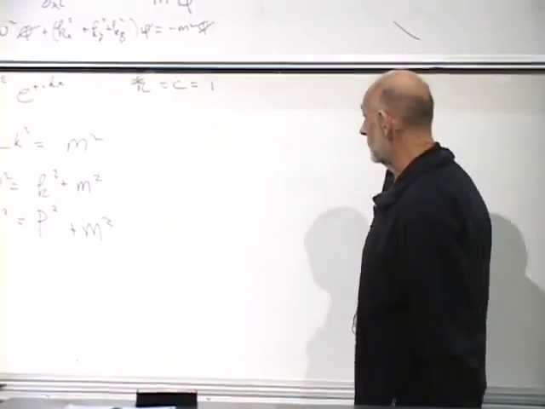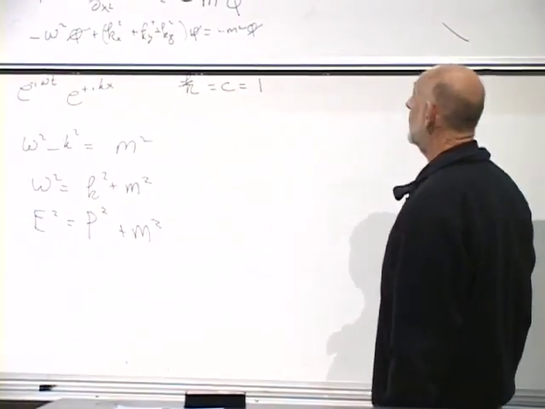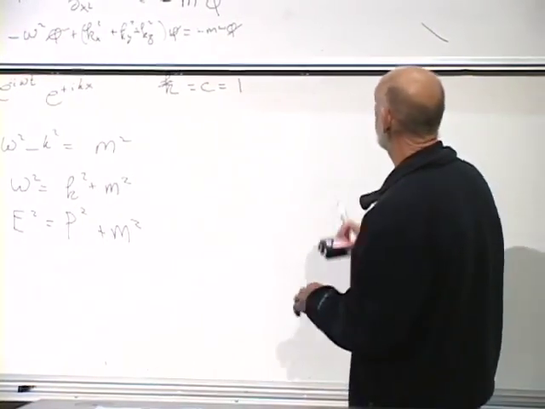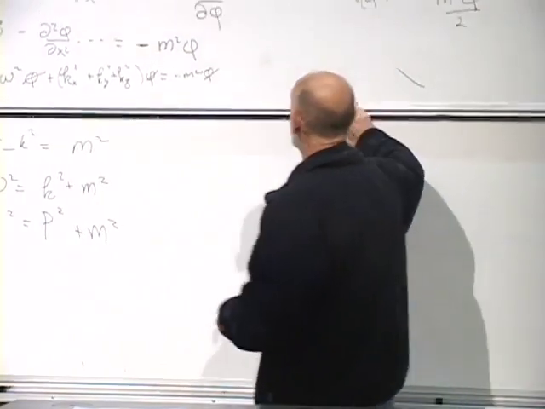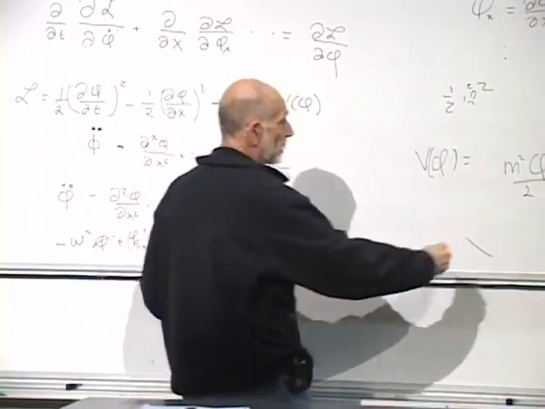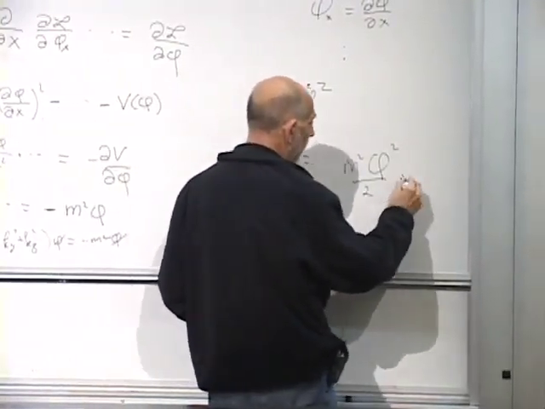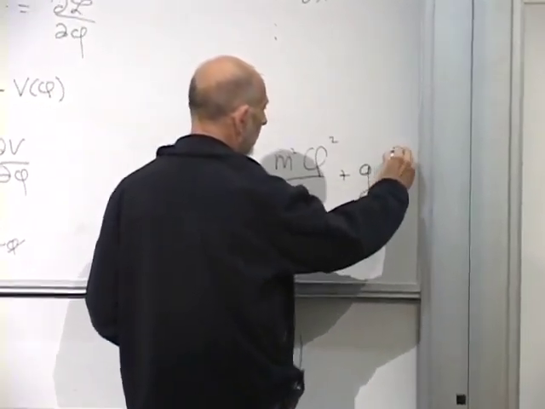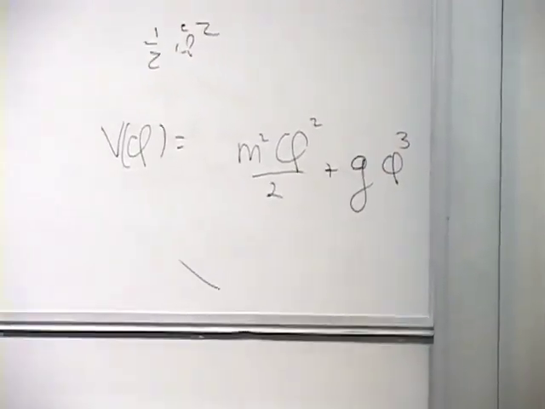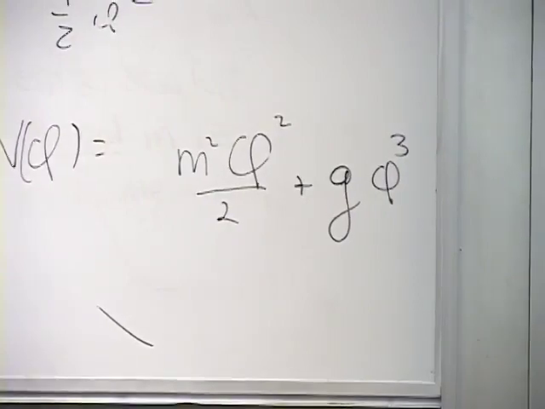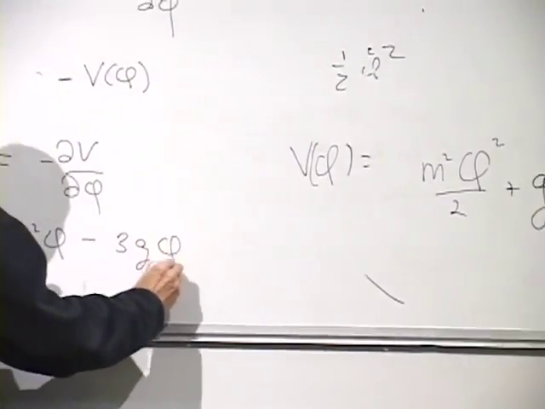There could be several fields in the Lagrangian, and they could be interacting with each other in some way or another. Let me give you another example of just one field. Supposing instead of V of phi being proportional to phi squared, we also put in something else, for example, g times phi cubed. Then there would be another term in here, which would be minus 3g phi squared.